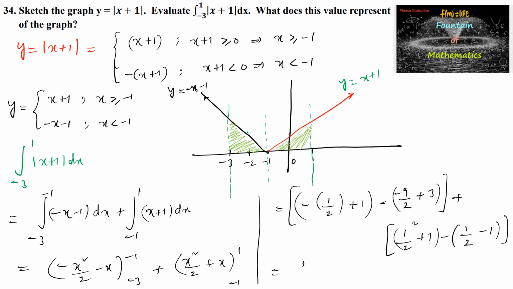So we can add: 1 minus half is half, and this is 3 minus 9 by 2, which is minus 3 by 2, that is plus 3 by 2. And again here, plus 1 by 2, 1 square by 2, that is 1 by 2 plus 1 is 3 by 2, minus 1 by 2 minus half is minus half, that is minus of minus, plus half. So 3 plus 1, 4 by 2, that is 2, and again here 2, so 2 plus 2 is 4 units. So 4 square units is the area covered under this graph with respect to the x-axis.